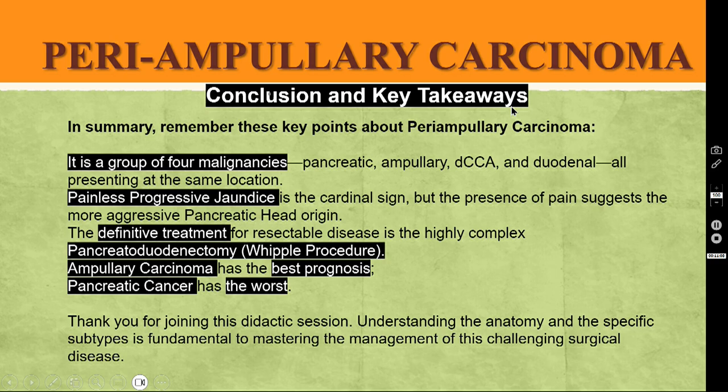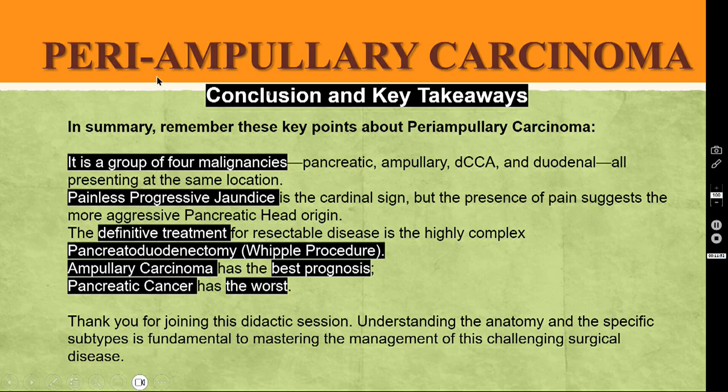And coming to the key takeaways, in summary, remember these key points about peri-ampullary carcinoma. Even though it is a single clinical entity, it comprises 4 areas of malignancy, that is pancreatic, ampullary, distal CBD and duodenal, all presenting in the same location with the same clinical picture, that is painless jaundice. It is not actually progressive.